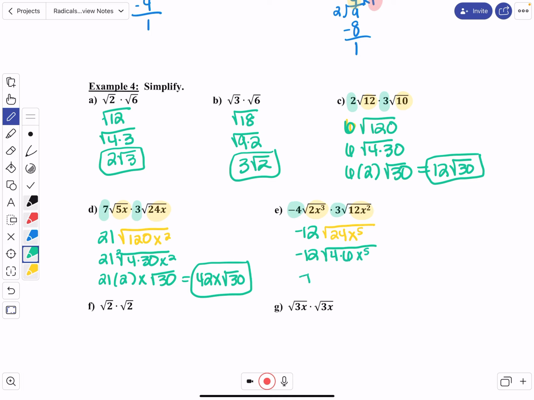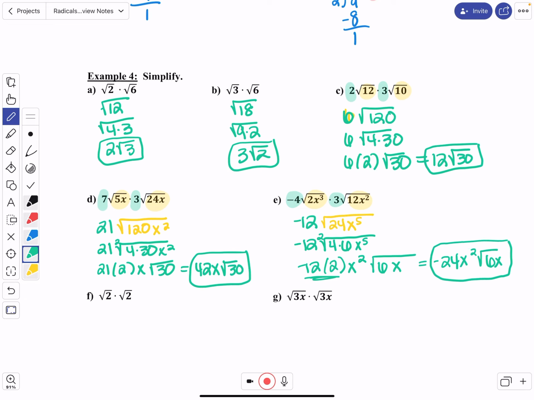Okay, so then square root of 4 is 2. Remember, 2 is my root here. 2 will go into 5 2 times, and we have 1 left over. So that takes care of my x's, because 2 times 2 is 4, 1 left over is 5. And then all I have to do is multiply these two, and I'll get negative 24 x squared square root of 6x.